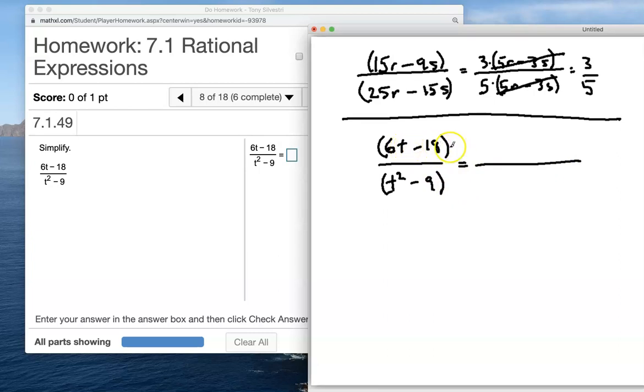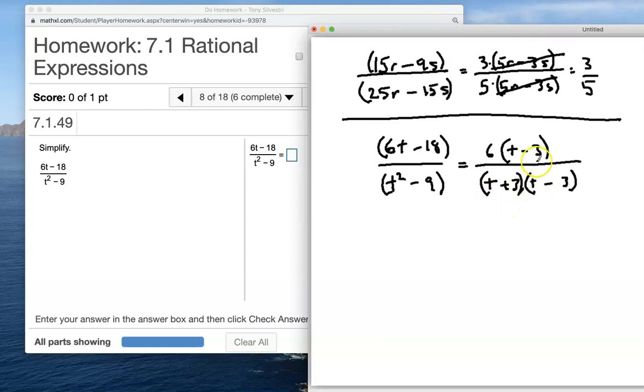Well, here I can pull out a 6. That leaves me with a t minus 3. This is a difference of 2 squares, which you shouldn't have to take any effort in factoring. That's a difference of 2 squares. See, that t squared is squaring the t, so you write it twice. That 9 is really 3 doubled up, 3 times 3, one's plus and one's minus.